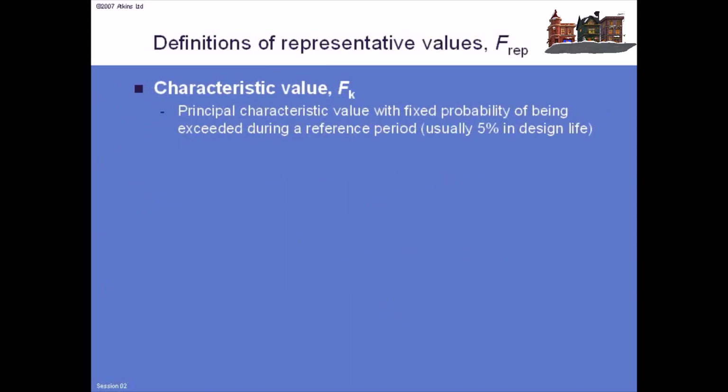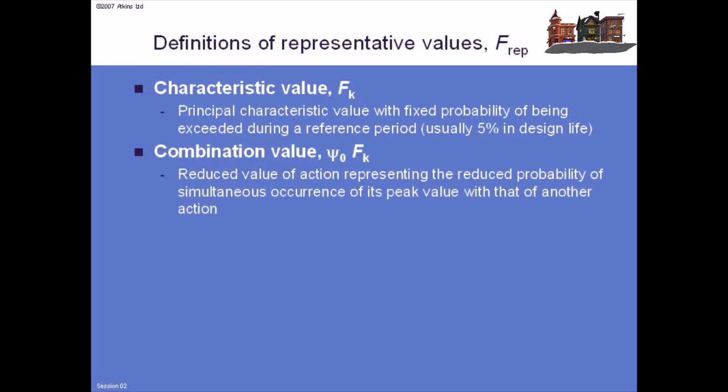So what can the representative values be that you use in calculations? Well, it could be the full characteristic value if the action you're considering is what's called a leading action, and we'll see that in a minute in the load combinations. So if I've got, for example, traffic and wind acting together, and traffic is going to produce a much bigger bending moment than wind is, then I would want to maximize the traffic loading. So I would take its full characteristic value in the combination.